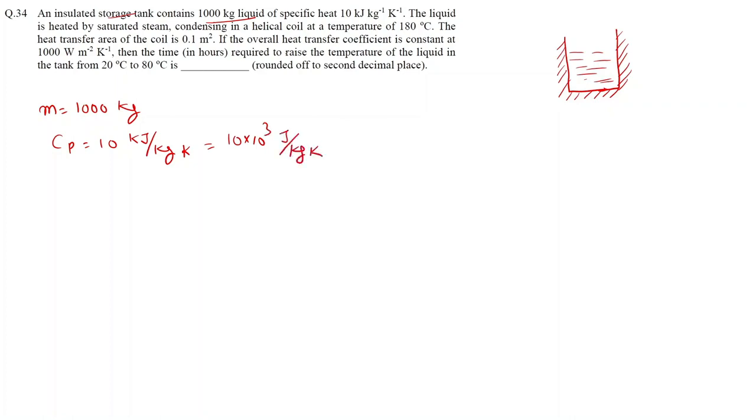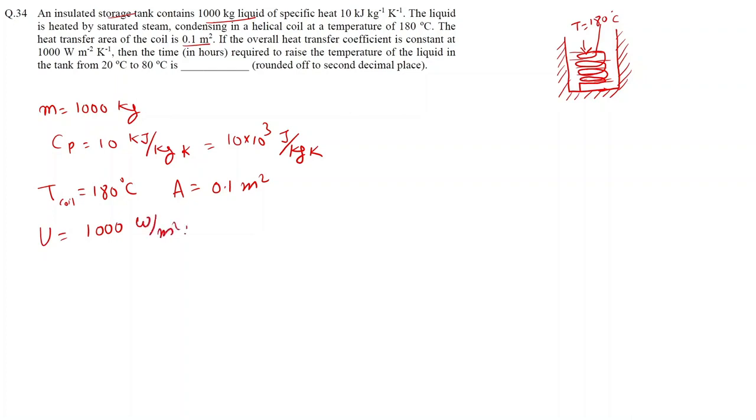joule per kg Kelvin. The liquid is heated by saturated steam condensing in a helical coil. Okay, so let's just consider a helical coil inside the tank, and the temperature is 180 degrees Celsius for the helical coil. So the temperature of the coil is 180 degrees Celsius, and the area of heat transfer is 0.1 meter square from here. The overall heat transfer coefficient is kept constant. U is 1000 watt per meter square Kelvin.